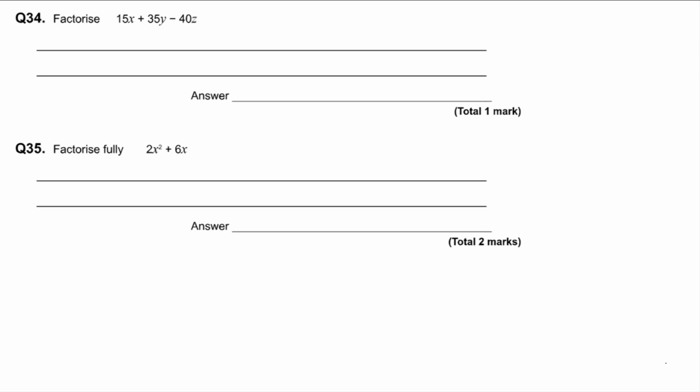Question 34, factorize 15x plus 35y minus 40z. And I've got 3 terms here. What do they each have in common? They're all numbers in the 5 times table. Okay, so if I take 5 out and put it in the front, well, 5 times what is 15x must be 3x. 5 times what is 35y must be 7y. And 5 times what is 40z must be 8z. Okay, so 5 lots of 3x plus 7y minus 8z.